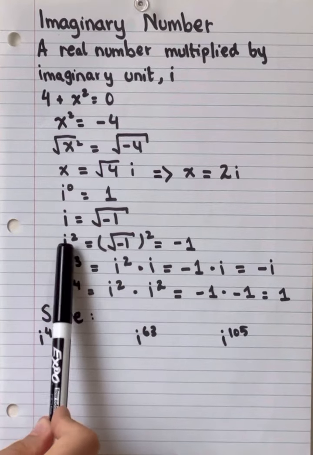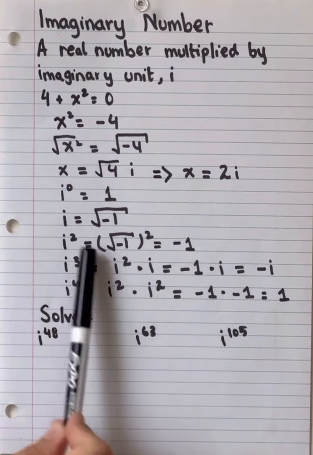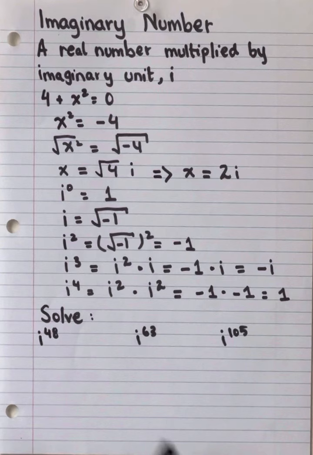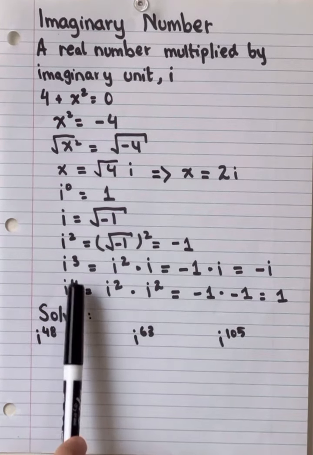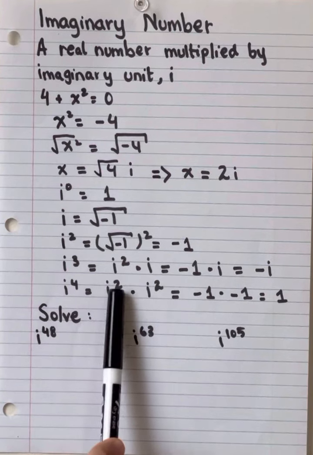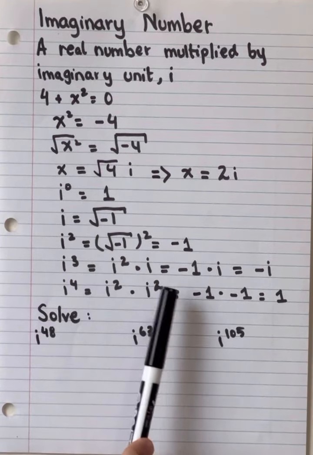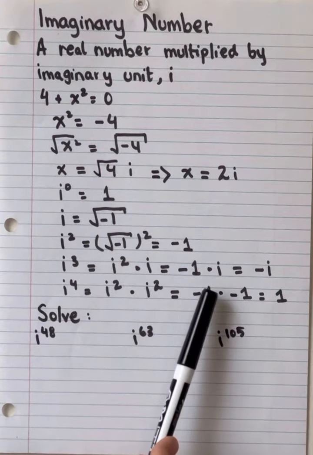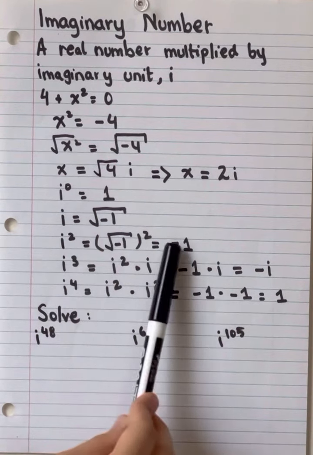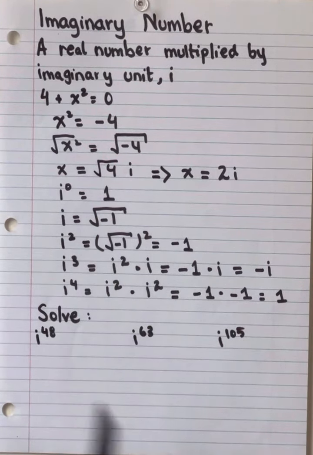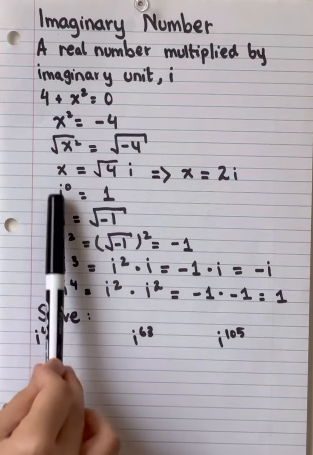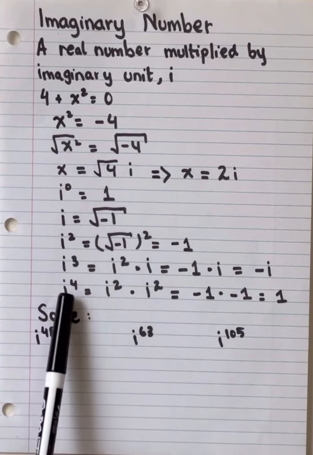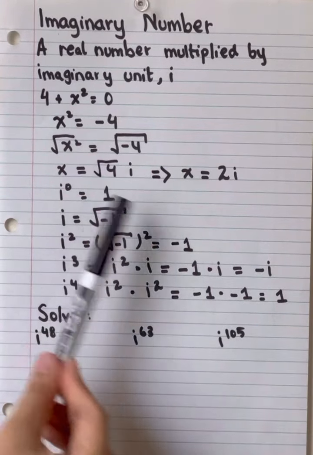So -1 times i is equal to -i. So i to the power of 3 is -i. i to the power of 4 is equal to i squared times i squared, which is also equal to -1 times -1, which is equal to 1. So i to the power of 4 is 1. And as you can see, we're in a cycle now. So i to the power of 0 is equal to i to the power of 4, which is 1.